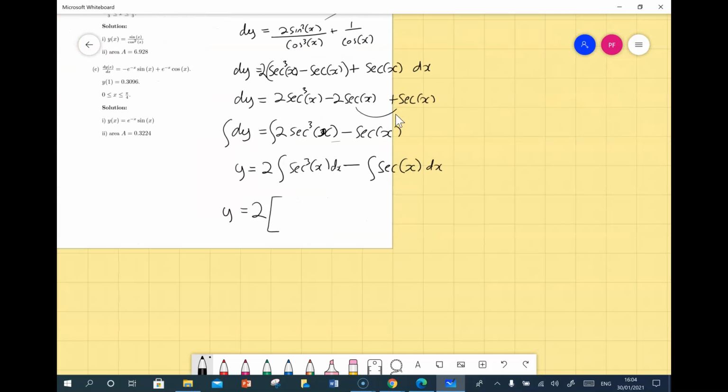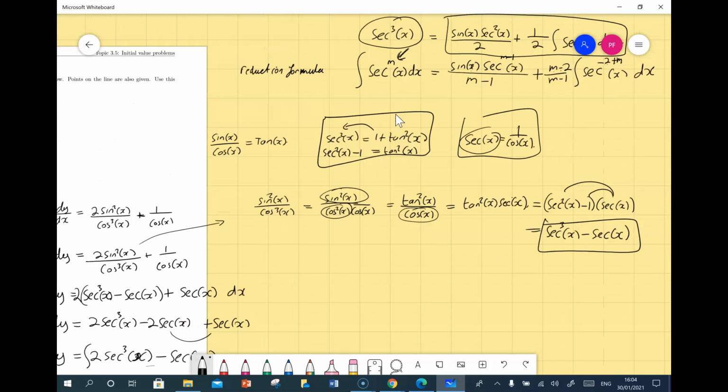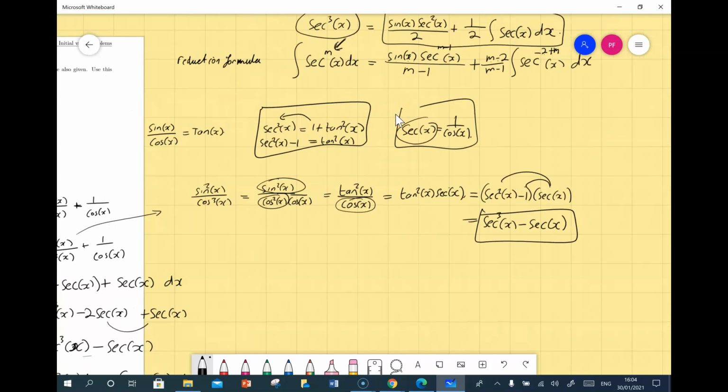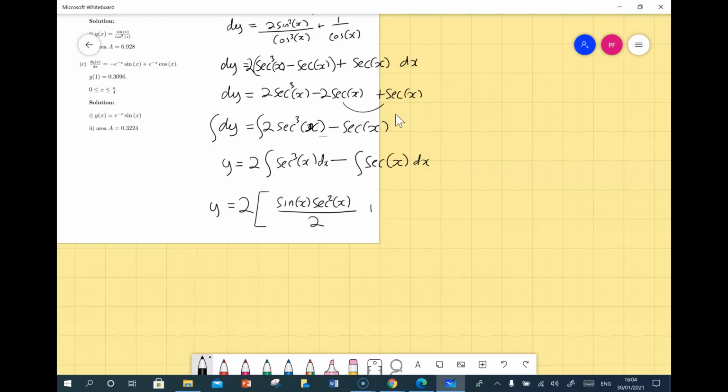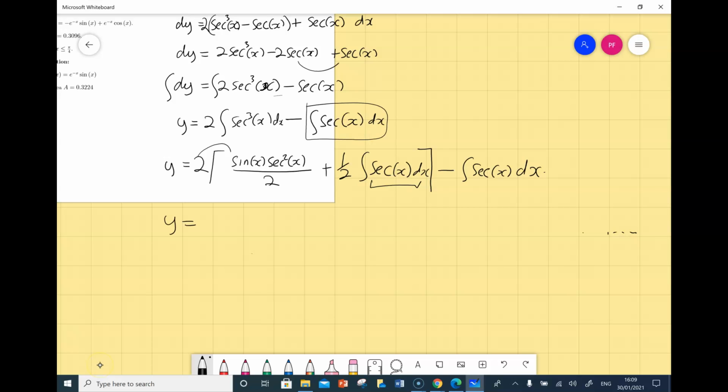So sine x by sec squared x, all over 2, plus a half times the integral of sec x dx, and then I still have this part, minus the integral of sec x. Now that's slightly different there because it's not being multiplied by 2. Yes, sec of x dx. Okay, so multiplying in there, I've got 2 times sine of x sec squared of x over 2. Then I have 2 times a half, which is just 1. So I have 1 times the integral of sec x dx, and then outside I have minus the integral of sec x dx.